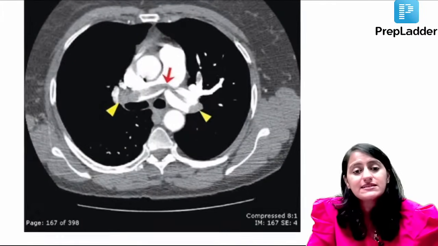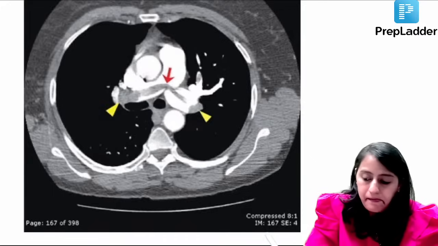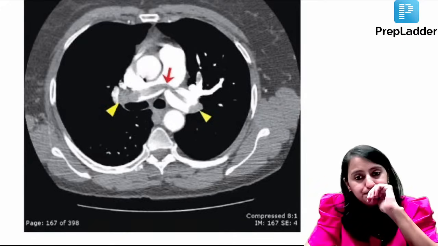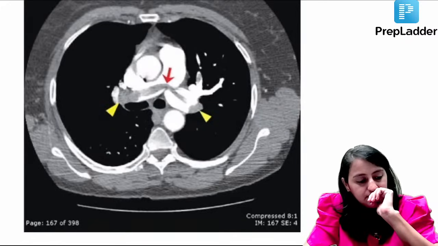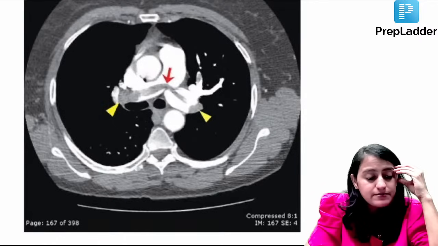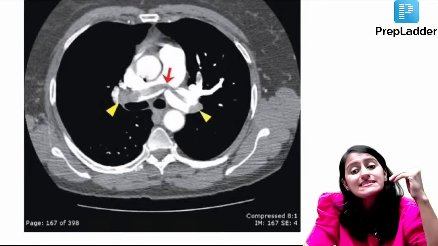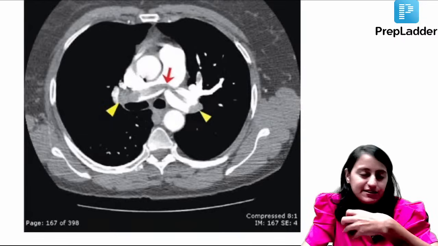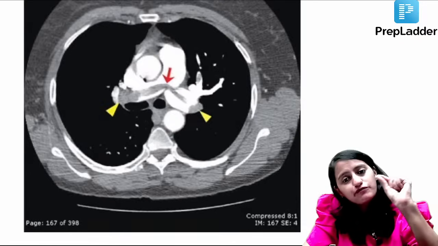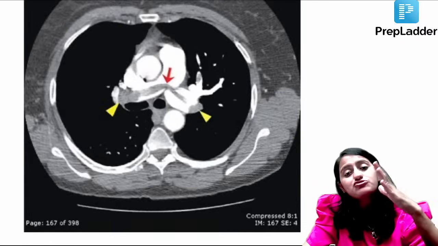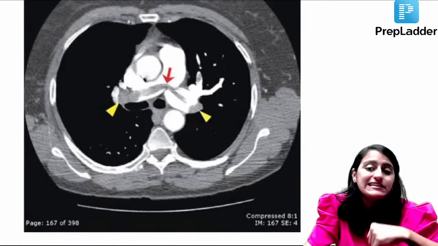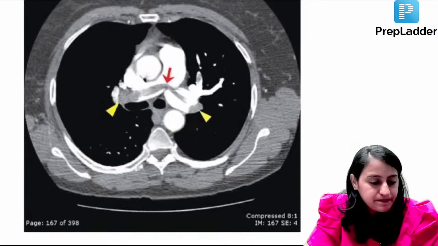What are you seeing in this image here? No, in unstable patients, not transthoracic, transesophageal. In aortic dissection, particularly thoracic aorta involvement, if the patient is stable, you go for CT angio. If unstable, then transesophageal echo. TEE, not TTE. TTE is transthoracic.